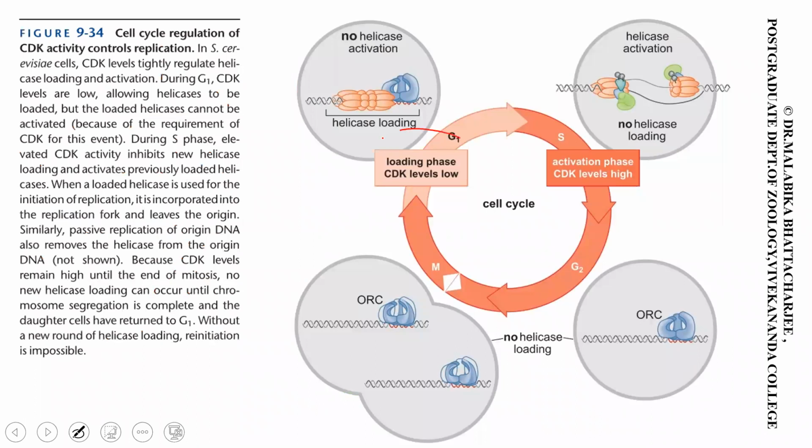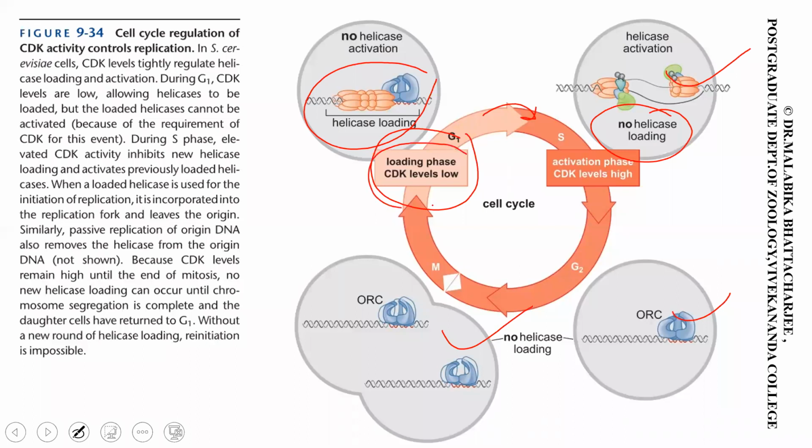So the loading phase, as I said, is a small window where the cyclins and the CDK-dependent kinases are low. Helicase loading is occurring, and this picture beautifully summarizes it. Helicase loading is occurring, but no helicase activation. The moment the cell crosses the restriction point in S phase, there is helicase activation, and no helicase loading is allowed anymore. See, it's passing through G2, it is passing through M. No helicase loading. Again, only when it reaches this window is helicase loading permitted.